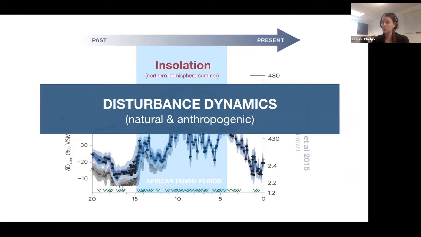Outside of these climate changes, though, we have many other drivers of change that are affecting vegetation cover, especially at the forest-savanna boundary. These can be both natural and anthropogenic, so it can be very difficult to disentangle these and understand which is causing land cover change in any given time and place. Some of those disturbance dynamics include fire. So changes in fire regimes can be caused by both natural and anthropogenic drivers.